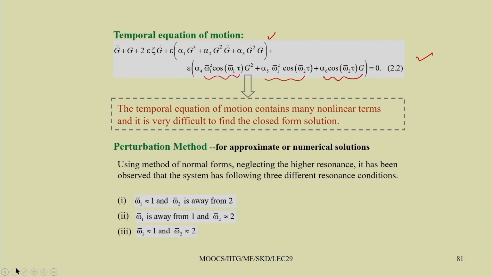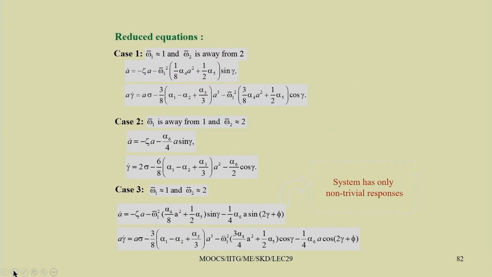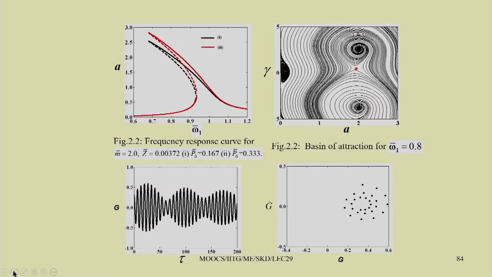This force is P0 plus P1 cos omega t. This is the fixed part of the periodic response and this is the time varying part. By increasing this fixed part, we can increase the stiffness of the system, and due to that, the nature of the response changes. So we can have the saddle node bifurcation point at different locations.